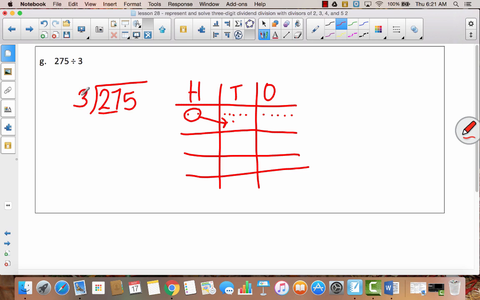So 27 tens divided by 3. I've got to think to myself, how many 3s are in 27? Well, that would be 9. But you have to be careful not to put the 9 in the hundreds place because these are not hundreds, these are tens. They have to go in the tens place. So now I have 9 tens times 3, which is 27. So I used all 27 tens, and now I'm going to divide my ones. I have 5 ones. I'd put them into 3 groups. That's 1 in each group. And that leaves me with 2 left over. So I have 91, remainder 2.